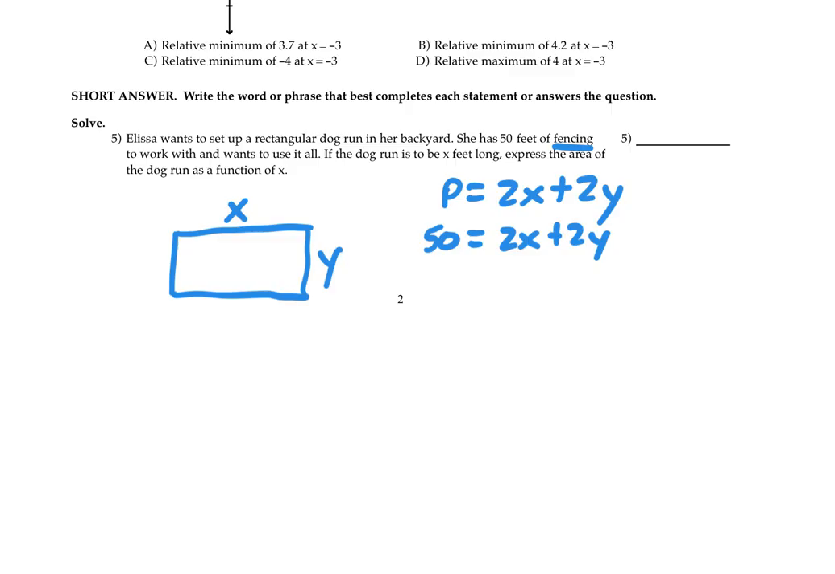So that's where I'm going to let you guys go from. Okay, solve for y, put it in terms of x, and then remember your area is length times width. So you can multiply those 2 dimensions together once you have y in terms of x. Okay. Questions on that one?